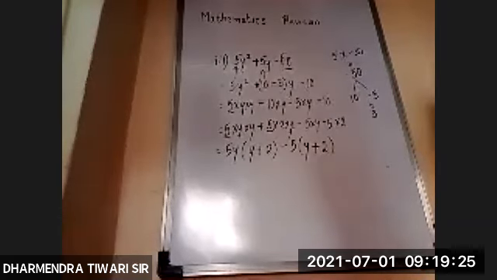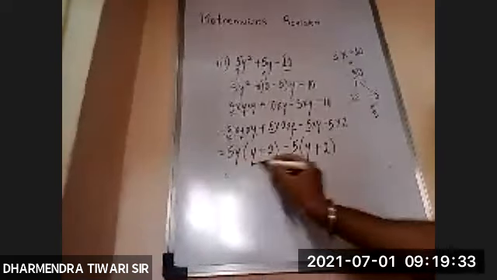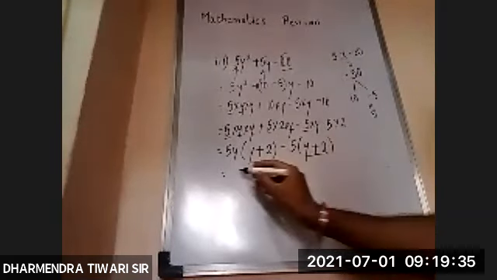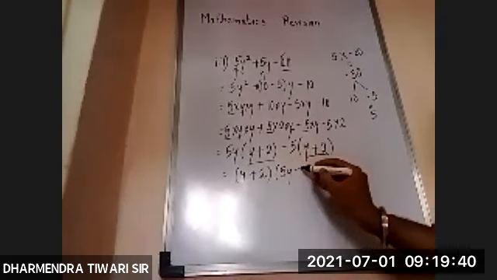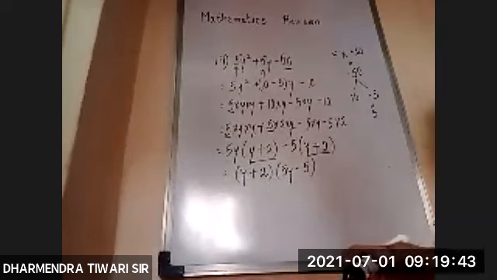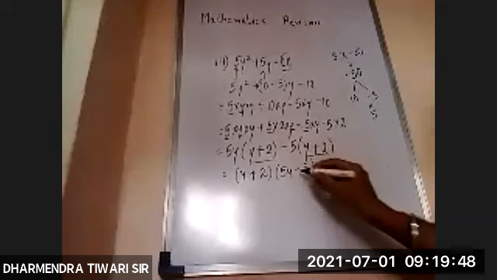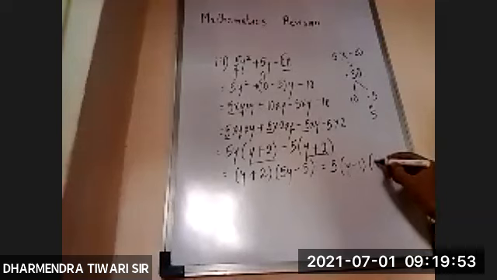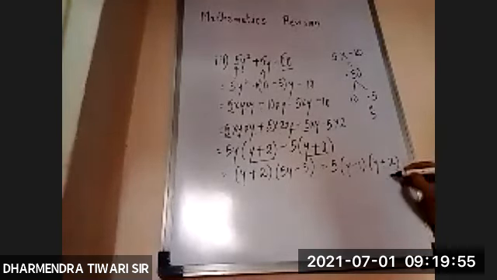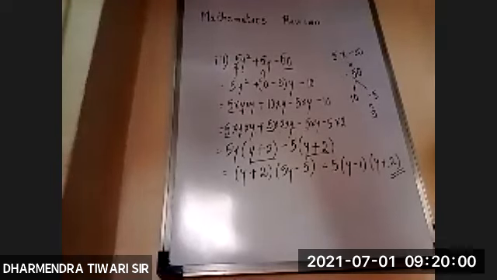What is our observation? Our observation is that both are the same, y plus 2. Write it here, y plus 2, and write 5y minus 5. So here also we can take 5 common: 5 into y minus 1, and this is y plus 2.